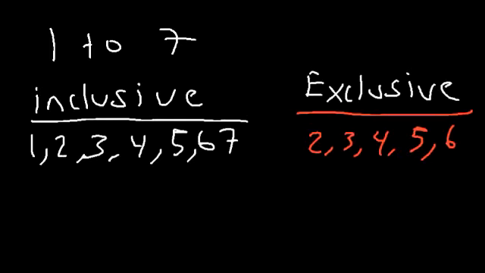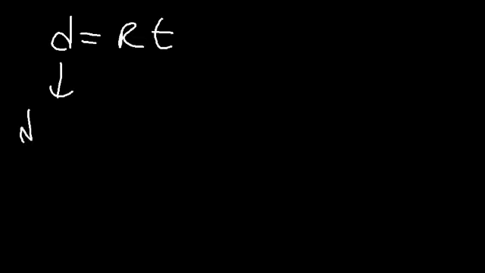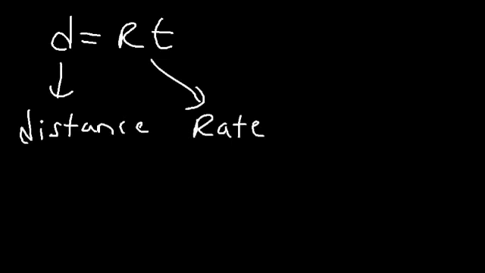The last thing you need to be familiar with for the next few multiple choice problems is the equation for distance, rate, and time. You've seen this equation many times. D equals RT. D represents distance. R represents the rate, which is usually speed, and T represents the time.